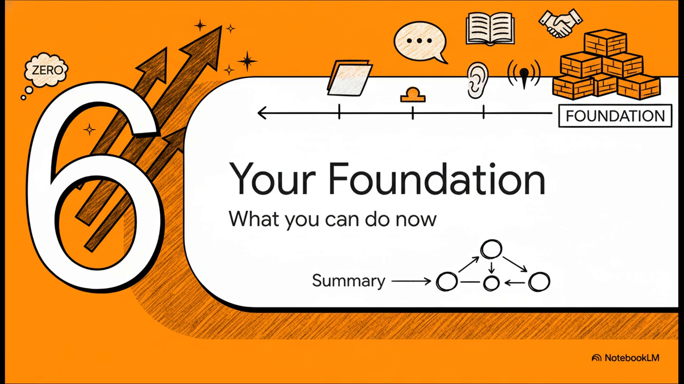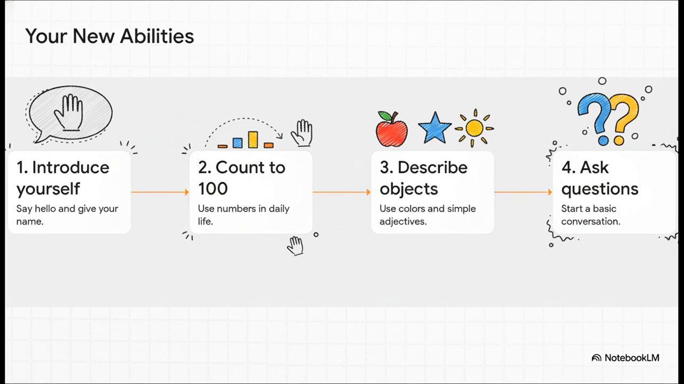And here we are at our final section, your foundation for conversation. Let's just pause for a moment and look back at everything you've learned. You started from zero as an absolute beginner. But now you have a real, solid foundation in English. You have the skills you need to start a simple conversation. Let's just review your new abilities. I want you to think about what you can do right now that you couldn't do before.